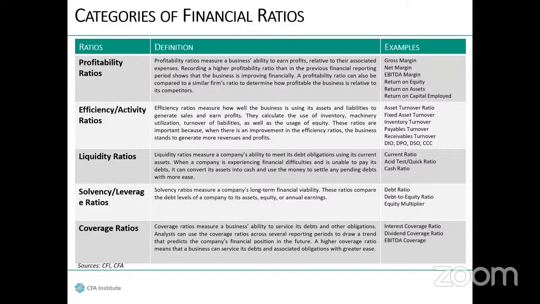One of such ratios is, for example, the asset turnover ratio. Asset turnover ratio is basically your total assets divided by your revenue. How many times are you turning over your assets? When you take your total assets divided by revenue, typically we quote this multiple in times.